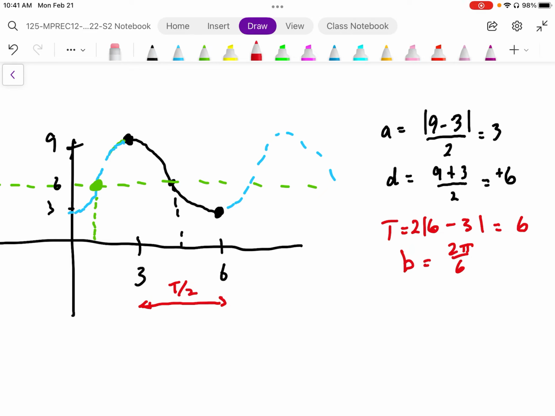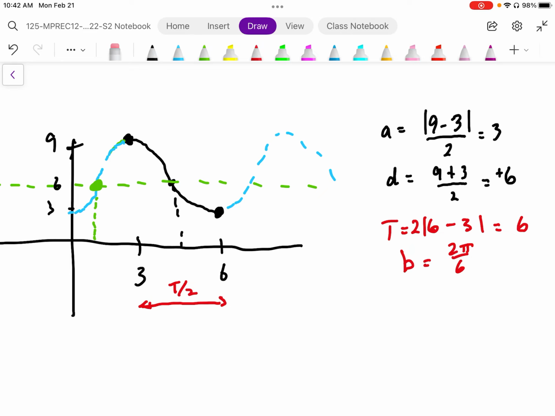Lastly, I want the horizontal shift. Now this, we've been asked for a sine graph, and the horizontal position is this point marked in green. Okay, so this position here is going to be my horizontal shift that I'm going to use. It's the first positive position for the shift.